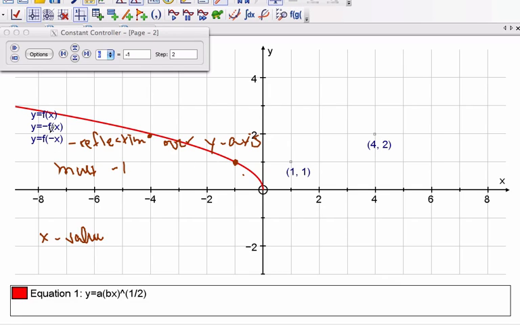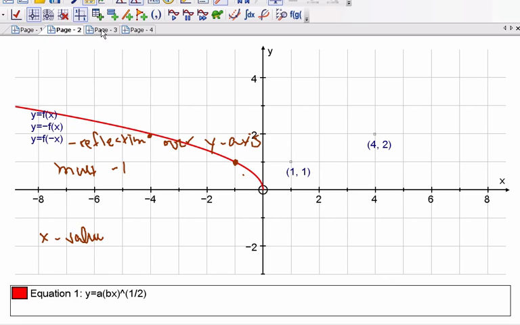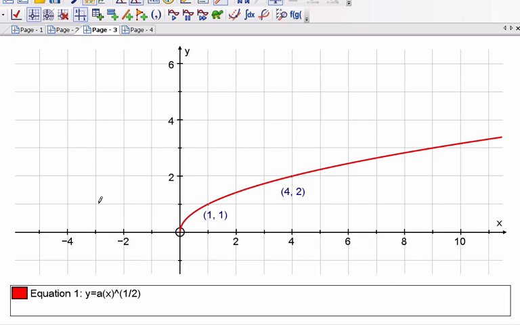Okay, so when it's inside the function, it affects the x value. Outside the function, it affects the y value. Okay, the last one, now we're going to look at this function here, where the a is on the outside. So this is a function that looks like y is equal to a f of x.